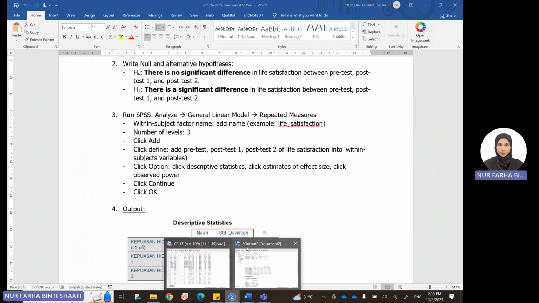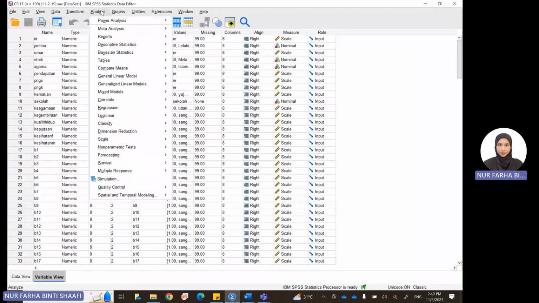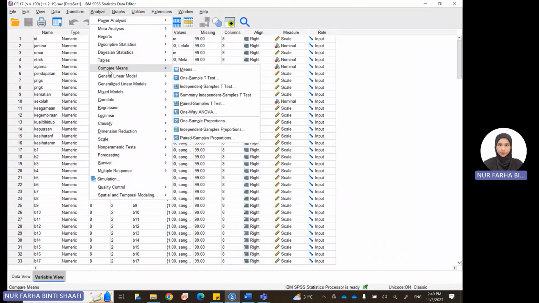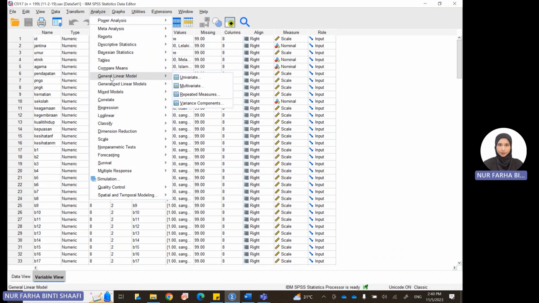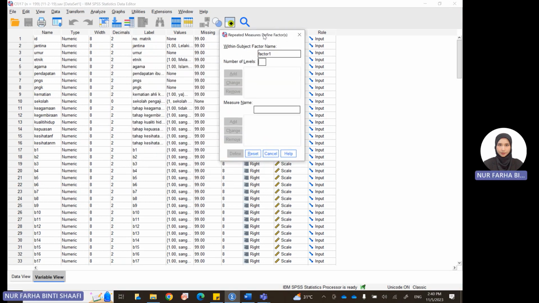All right. Go to your SPSS, analyze. No longer compare means. Look at general linear model. Because we are doing repeated measure, you need to choose repeated measures. Why repeated measures? Because you are doing pre and post tests. So for within subject factor, just now your dependent variable is what? Kepuasan hidup, right? Life satisfaction. So you need to write life satisfaction.